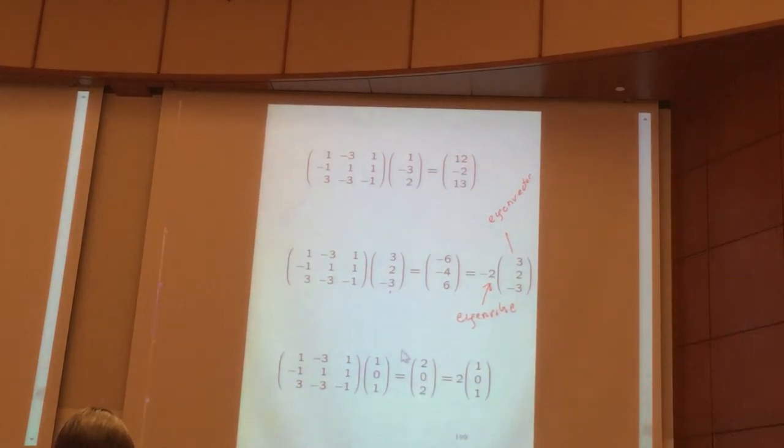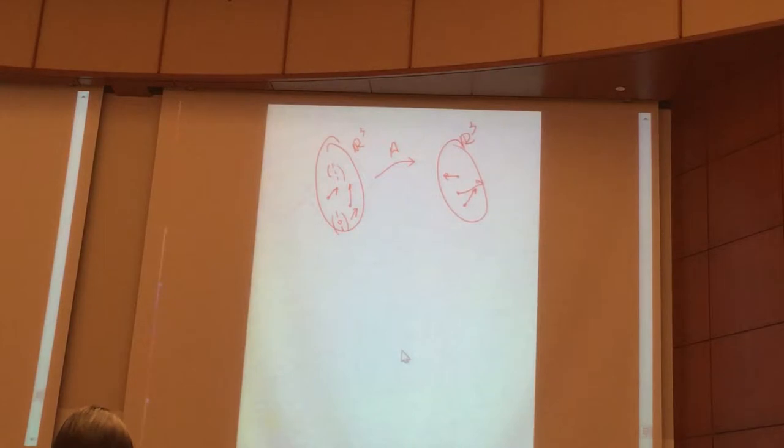So that's all we're looking for. We're looking for the vectors V which A takes to a multiple of itself. What we want is AV to equal lambda V. That's what we want. And the question is, how are we going to find it? We don't know lambda, we don't know V.